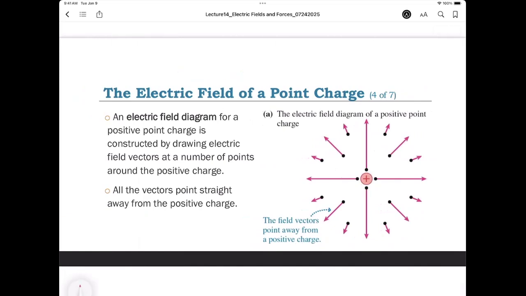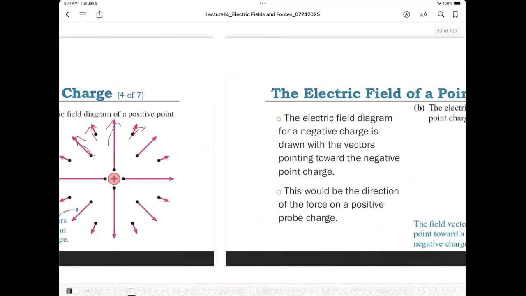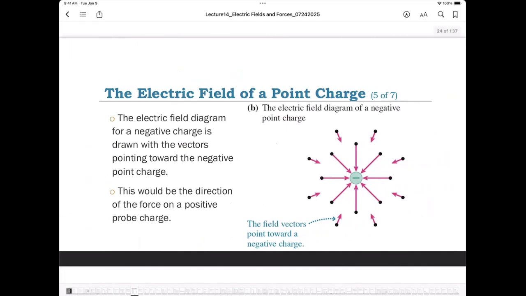You can see all the directions point away from this point. The field vectors point away from a positive charge. Okay. And the electric field diagram for a negative charge is drawn with vectors pointing towards the negative point charge. This would be the direction of the force on a positive test charge. You can see here the field vectors point toward a negative charge, just like we talked about.